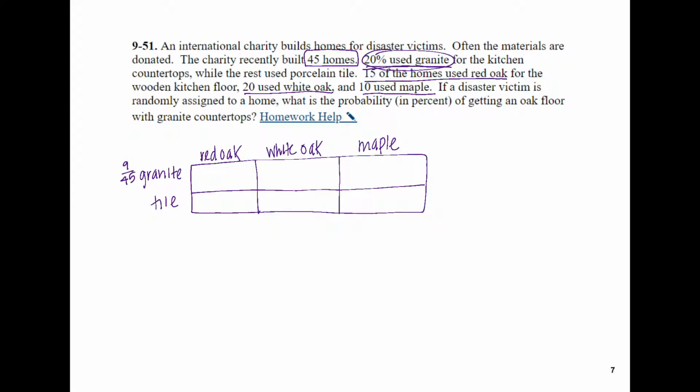which means the other had porcelain. So 36 out of the 45 had tile. When we look at the floor, 15 of the homes used red oak, so 15 out of 45 used red oak. 20 out of 45 used white oak, and 10 out of 45 used maple.